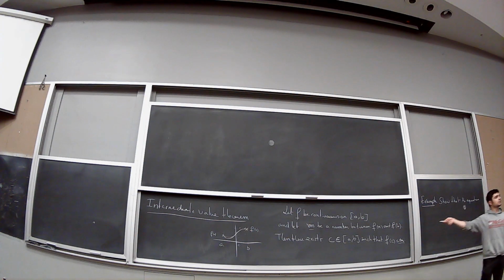Okay? Do you understand the picture? You have a and b. Now, any number between f of a and f of b is hit by f. That's what I want you to see. Do you guys understand this or not? Yes? Then there exists C inside AB such that f of C is M. Yeah? Very good.